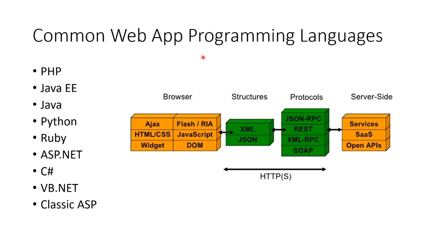Web apps have all sorts of programming languages that they use, including PHP, Java EE, Java, Python, Ruby, ASP.NET, C#, VB.NET, Classic ASP, JavaScript. There can be even more than this, but these are just some common web app programming languages. And so you can see that there's stuff running on the server side. We'll have services and we'll have APIs. An API is just basically a functionality button, as it were. Push that API and the service will do something specific for you.